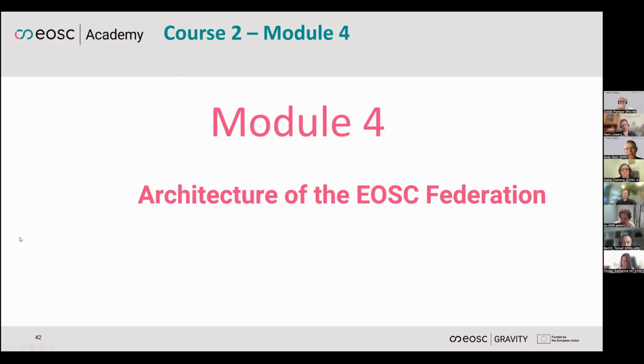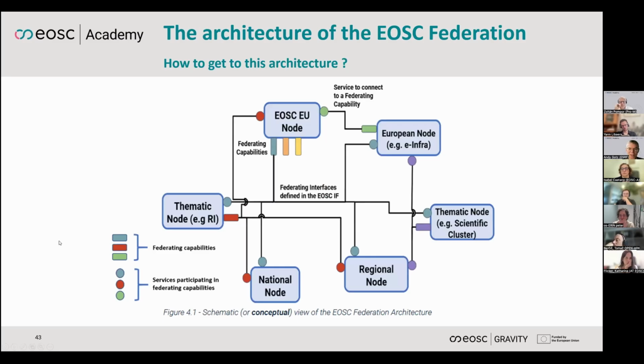Module 4 is about the architecture. The architecture is really the core of the federation, and a lot of people would be expecting many more technical details in there as well. We've kept it inside the handbook at a very high level, but it still defines how this is going to work together.